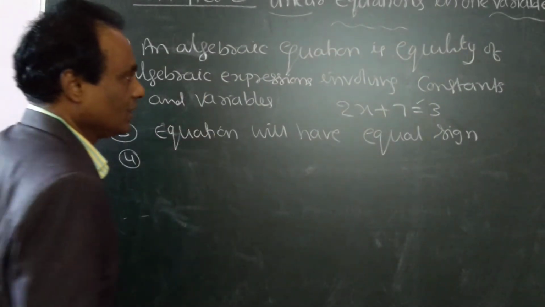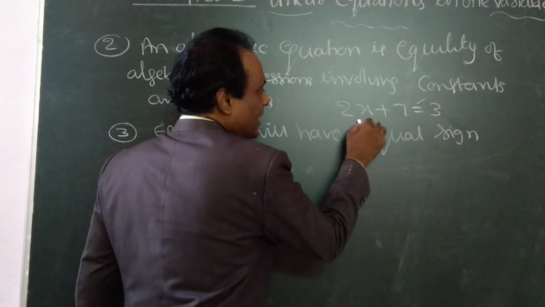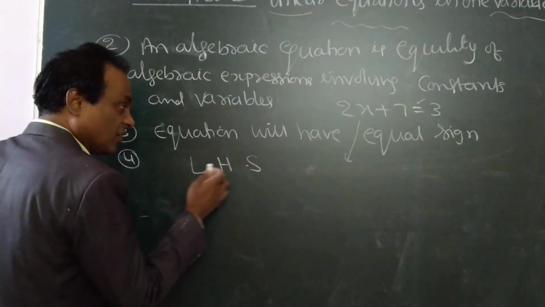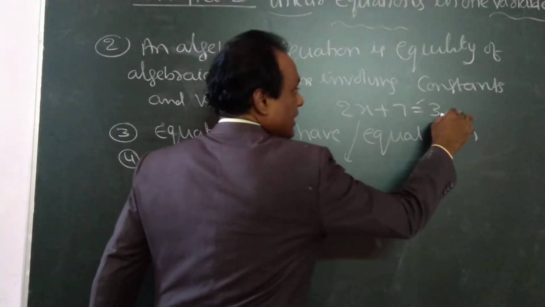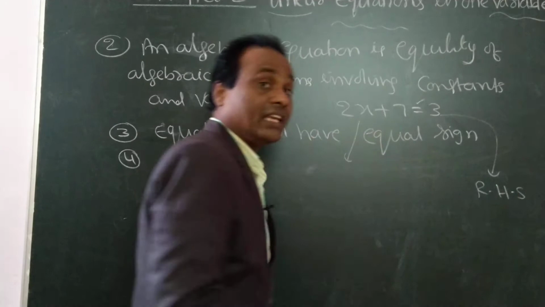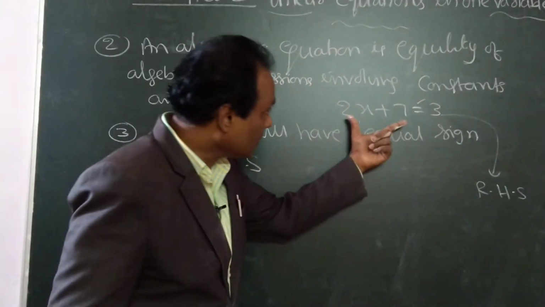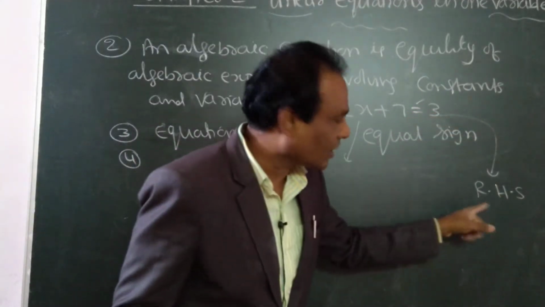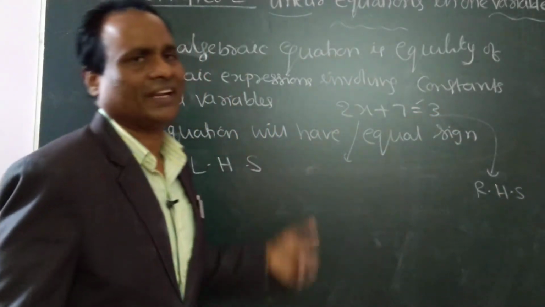Now look here. This side is called left hand side. LHS means left hand side. This side is called right hand side. In an equation, this left side part is called left hand side part. Right side part is called right hand side part. That also you write. Write down.